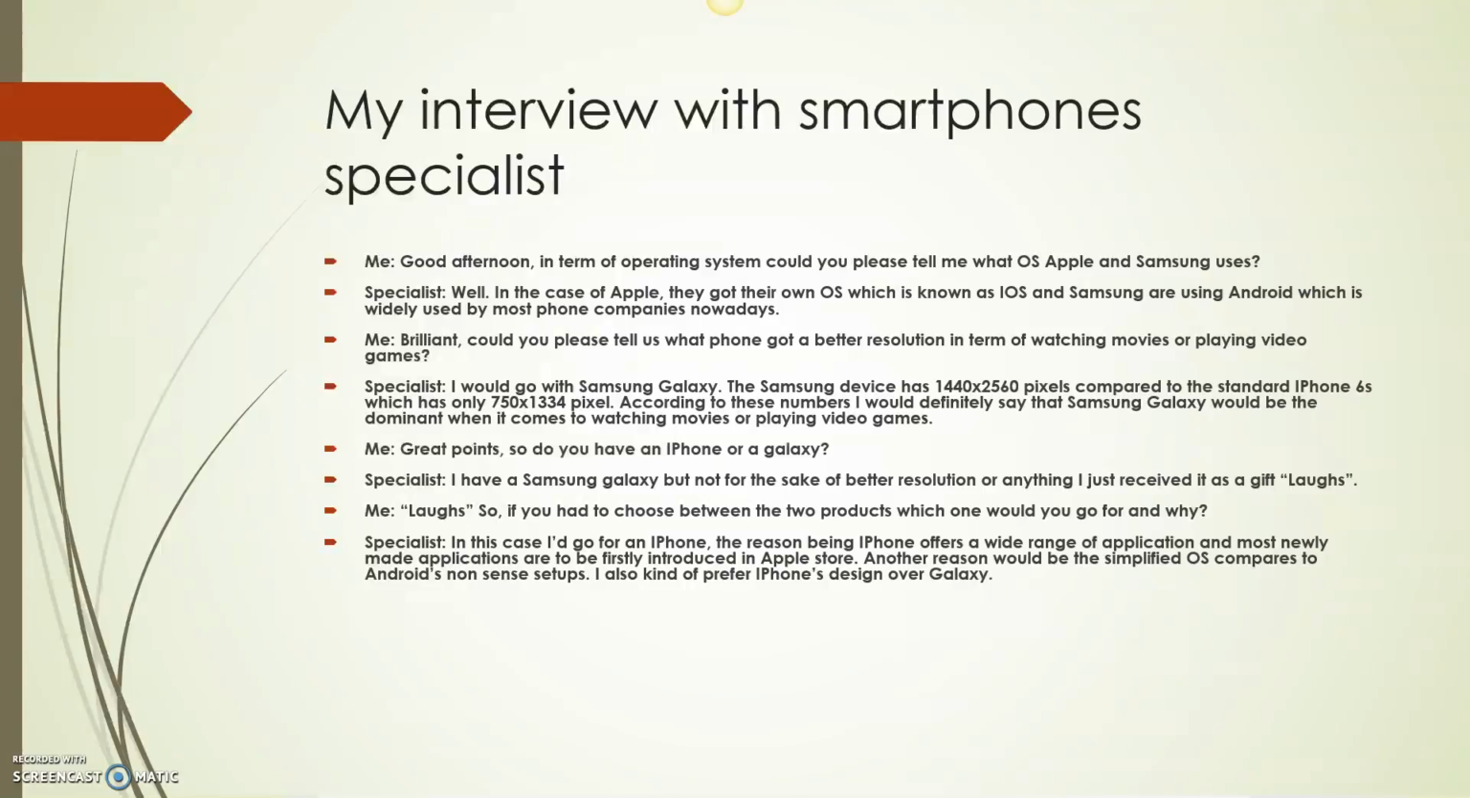Okay, cool. Could you please tell us what phone has a better resolution in terms of watching movies or playing video games? The specialist answered, I would go with Samsung Galaxy. The Samsung device has 1440 times 2560 pixels compared to the standard iPhone 6s, which has only 750 times 1334 pixels. According to these numbers, I would definitely say that Samsung Galaxy would be dominant when it comes to watching movies or playing video games.